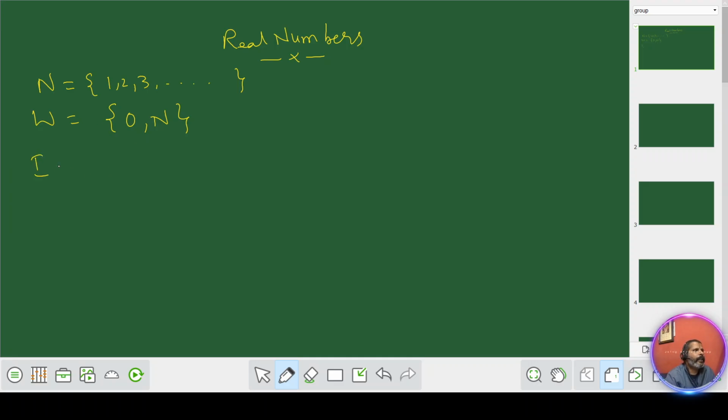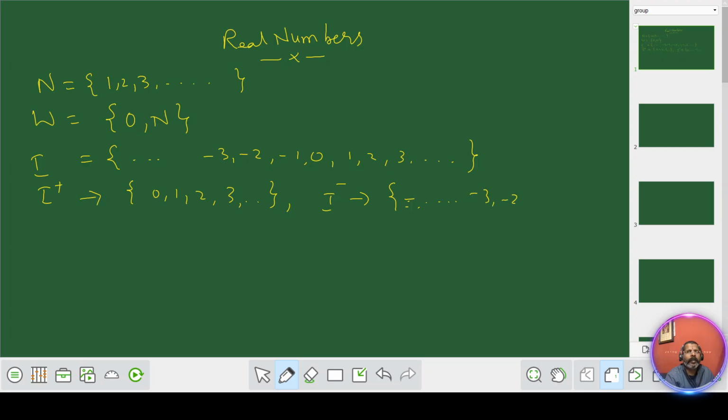Then we get integers. Integers means negative numbers, also include 0, and also positive numbers, and there are infinite negative numbers and infinite positive numbers. So here again we get two sets. Positive integers means 1, 2, 3, all positive numbers. Negative integers, that is -3, -2, -1. 0 is neither positive nor negative.